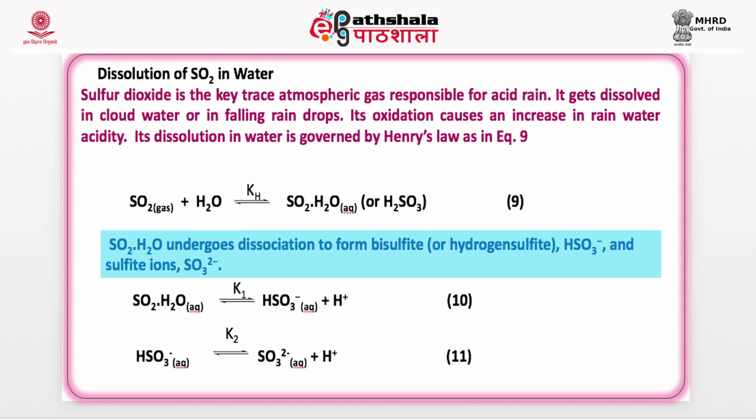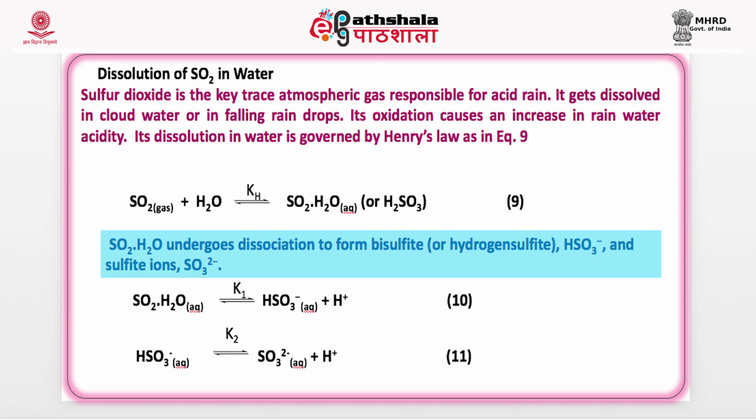Dissolution of SO2 in water. This is very important. SO2 is a cause of acid rain. It is sulfur dioxide; we will discuss it later on. It is a key trace atmospheric gas responsible for acid rain. It gets dissolved in cloud water or in falling raindrops. Remember, sulfur dioxide is present as gas molecules in the atmosphere. When it rains, the drops come out. There is a collision between the SO2 molecules and the raindrop, and in the raindrop, SO2 molecules dissolve.